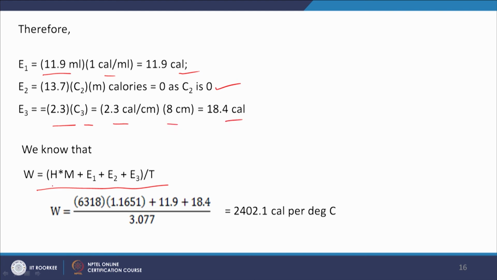So, W equals (H into M, that is 6318 into 1.1651, plus E1 that is 11.9, plus E2 equal to 0, and E3 equal to 18.4) divided by the temperature rise, that is 3.077. So, we are getting 2402.1 calorie per degree centigrade. That is the energy equivalent of the Bomb calorimeter.